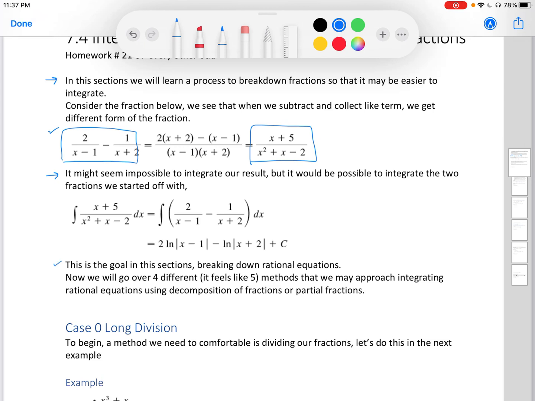This is the goal of the section, breaking down rational equations. We will now go over 4 different, kind of feels like 5, methods that we may approach integrating rational equations using decomposition of fractions or partial fractions.